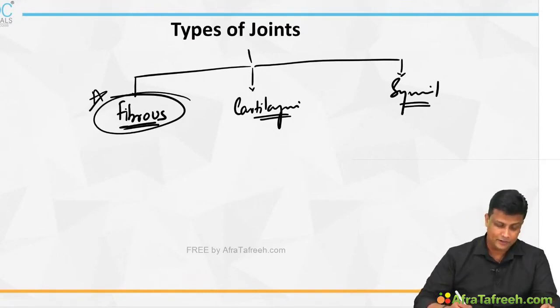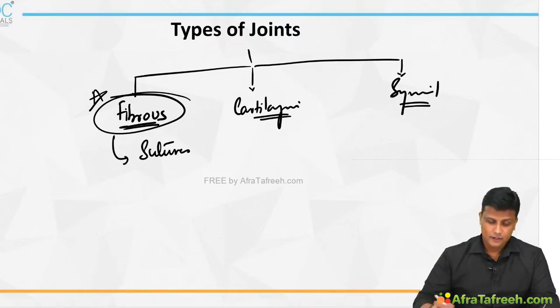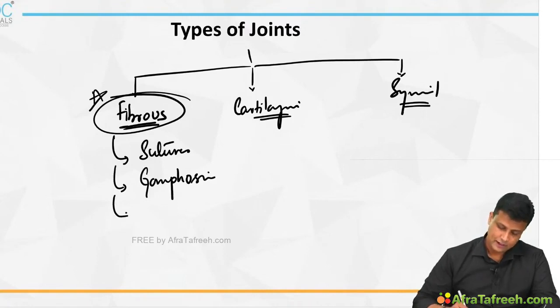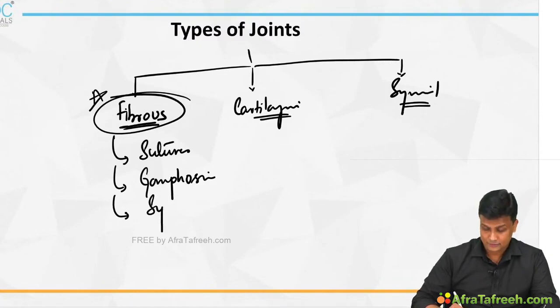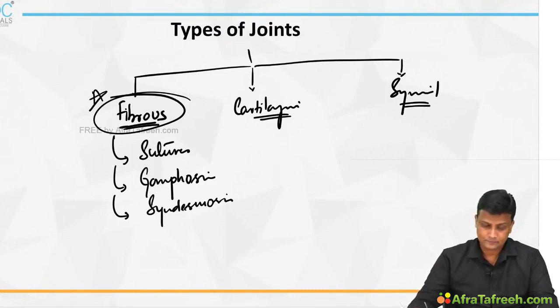The fibrous joint includes, number 1, the sutures, the immobile ones, of course. Number 2, the joint between the tooth and the socket, that is gomphosis. And number 3, one more joint, that is syndesmosis. And from there, the question was asked in the INI-CET exam 2020, guys. So the sutures, gomphosis, and then syndesmosis.